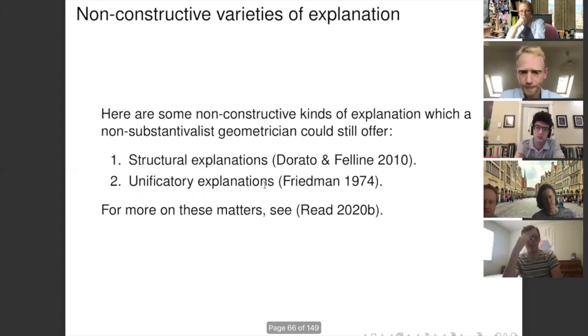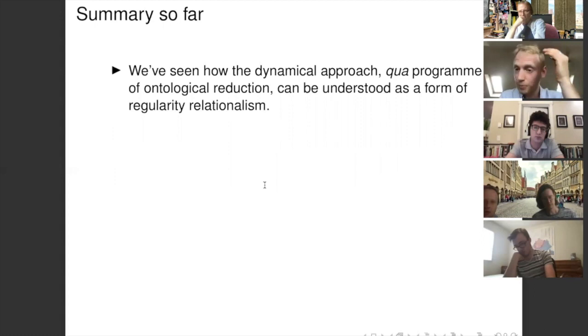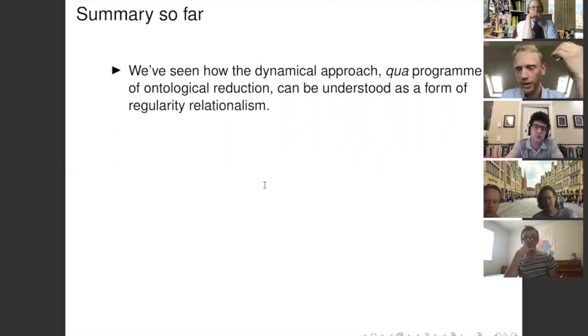So the moral then is, if a proponent of a geometrical view believes in the independent reality of space-time, she seems to be able to offer constructive explanations of physical effects. If they're not a substantivalist, then that's not to say that no notions of explanation are available to them. There might still be other kinds of explanation to which a proponent of a geometrical view could appeal in order to explain certain facts about the behavior of matter.